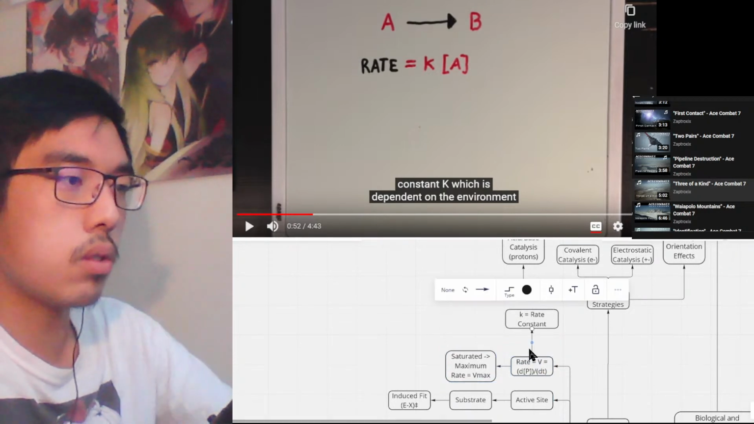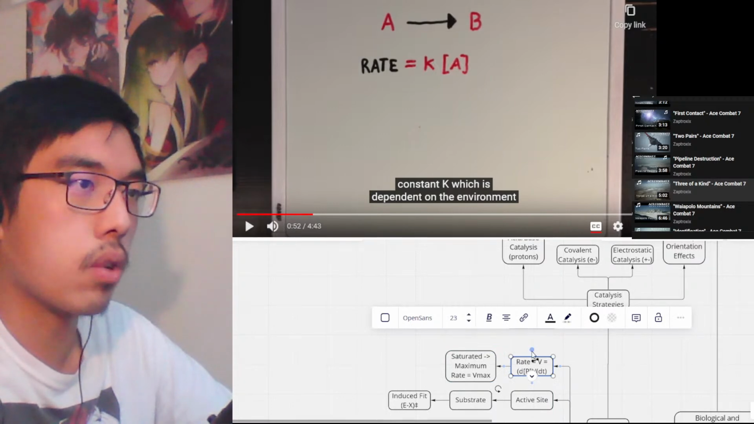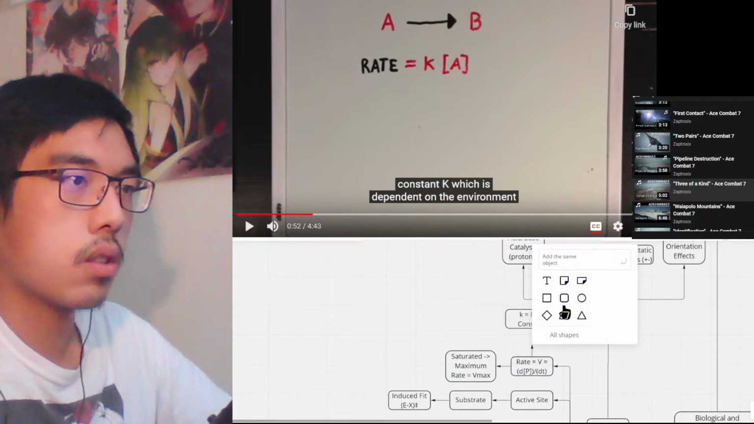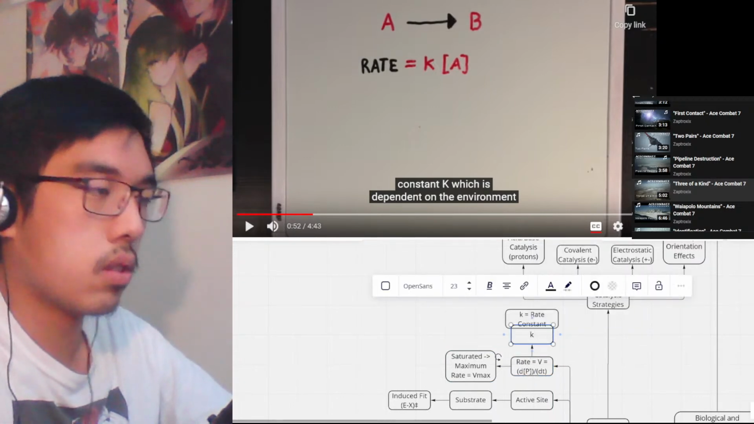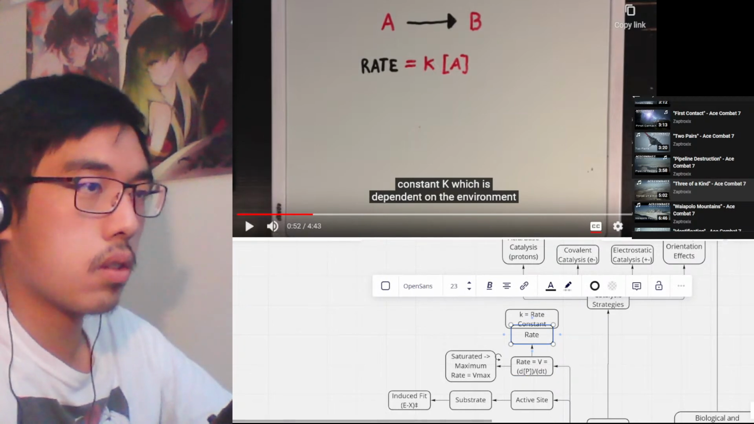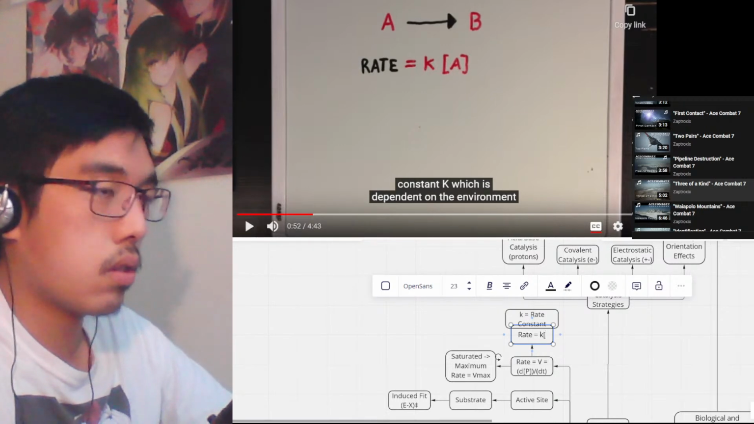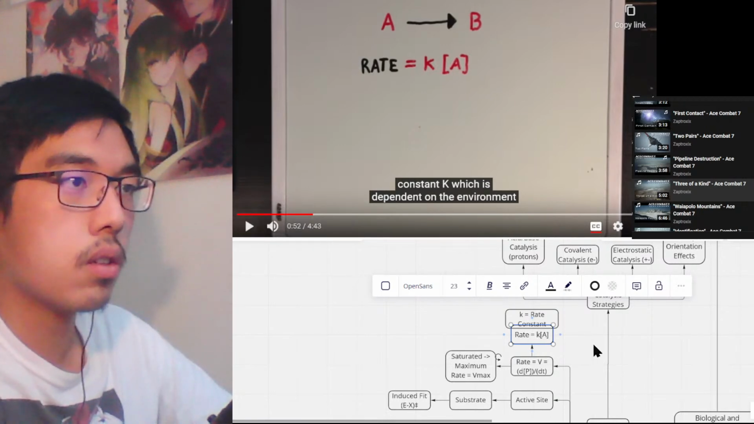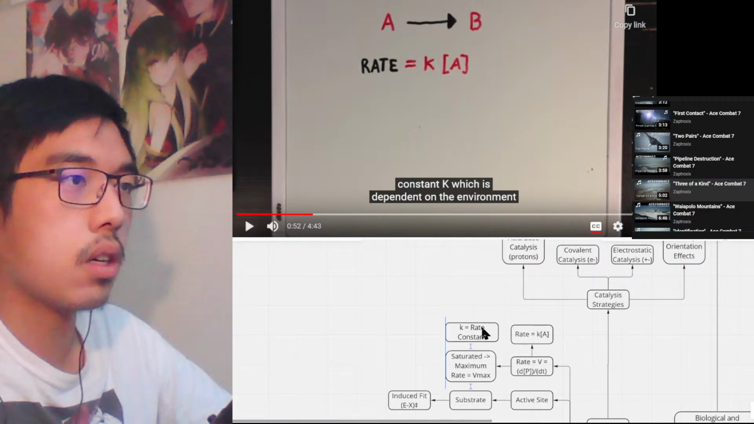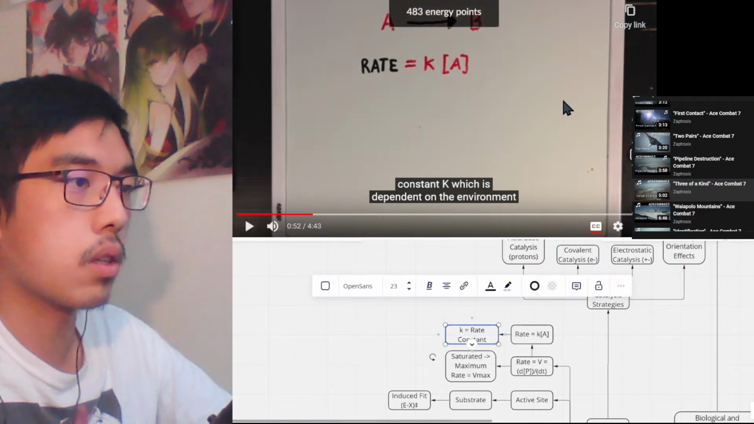Actually, the other thing that I can do here is put that rate equation. Okay. And then show where that k is supposed to go. What that means for this equation. There we go.